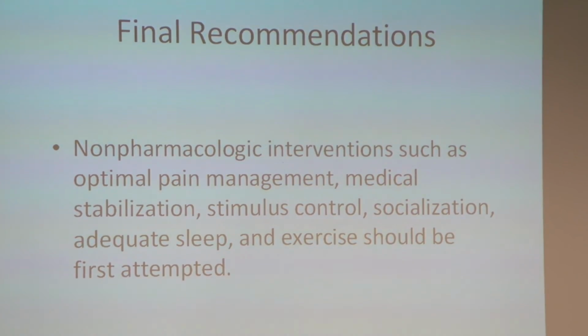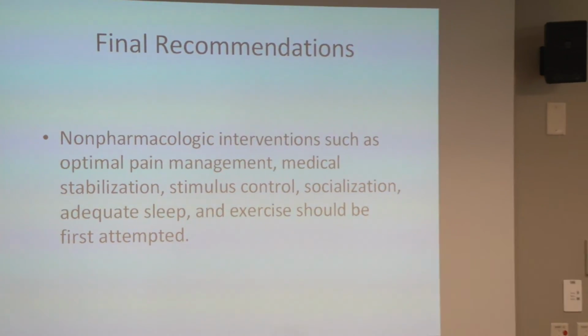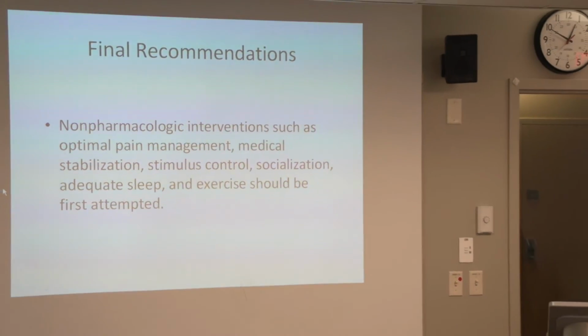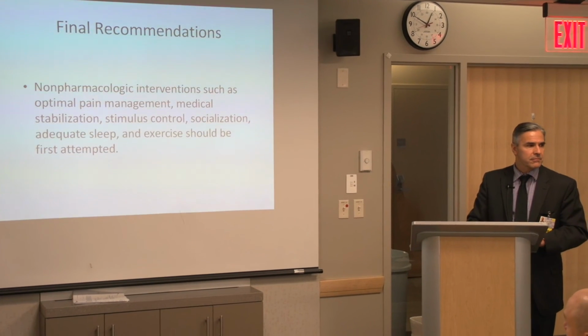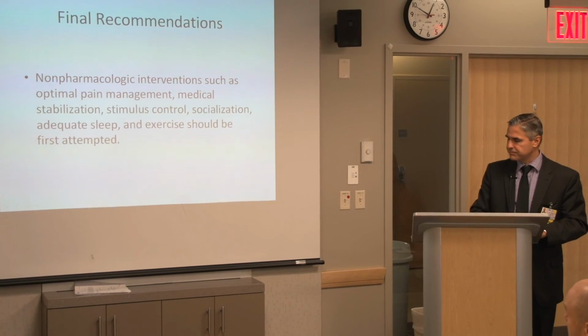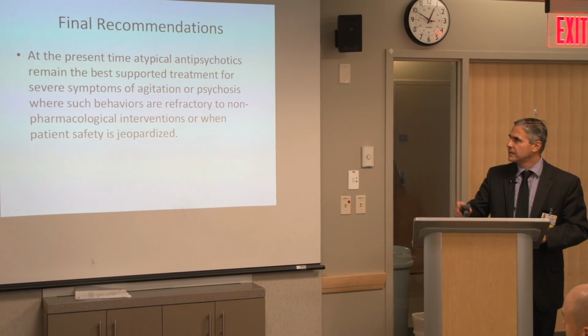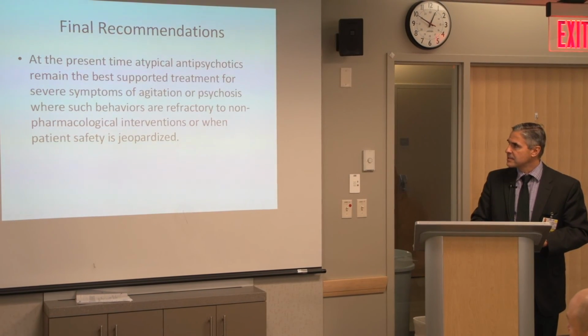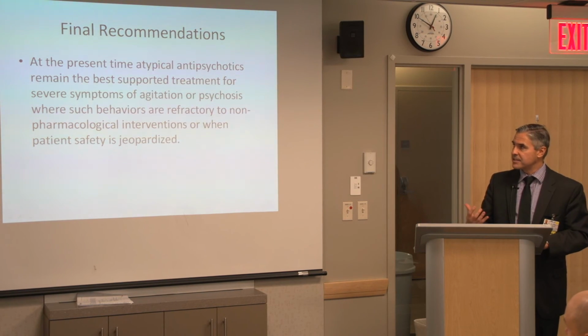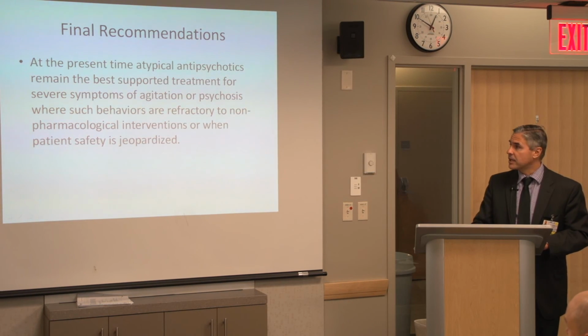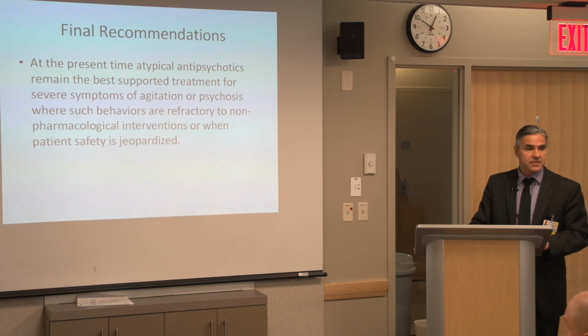So, final evidence-based recommendations. First of all, try to avoid the med. There's plenty of other reasons why people get agitated when they have dementia. But if you can't, when it comes to severe agitation or psychosis, the best available evidence is for atypical antipsychotics when non-pharmacologic interventions fail, or when a patient gets to P6 because they're causing trouble at their nursing home.